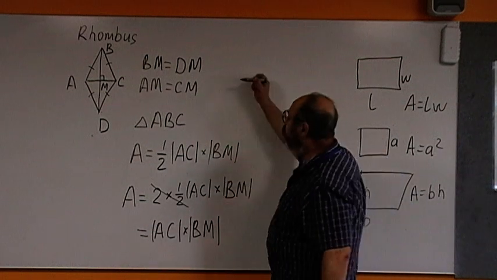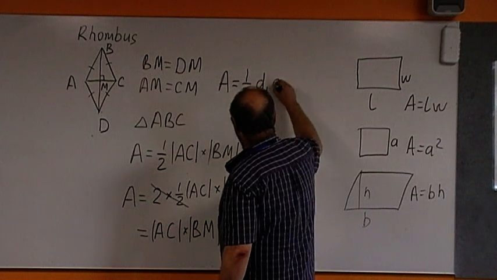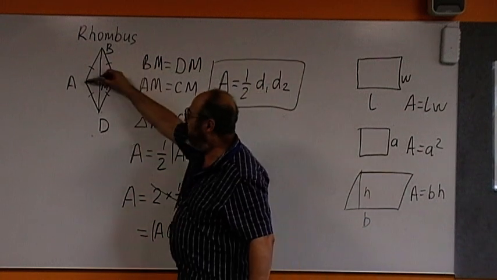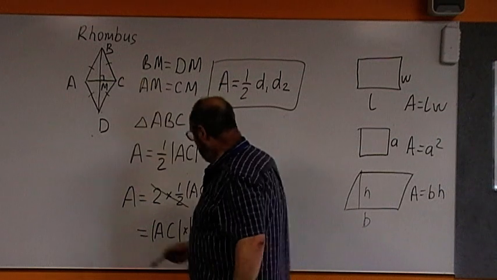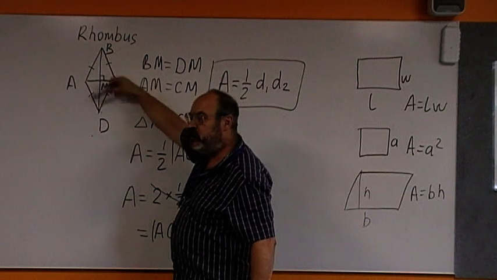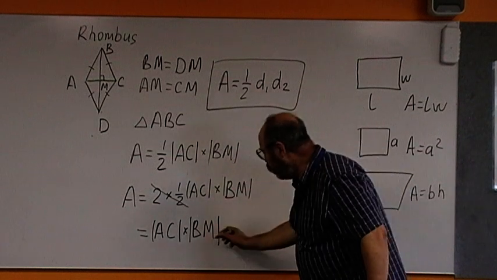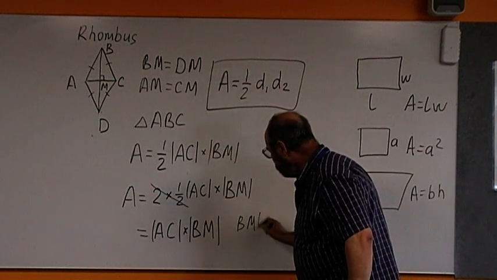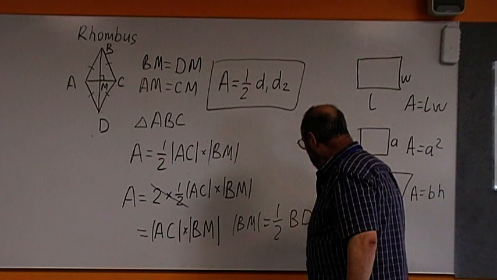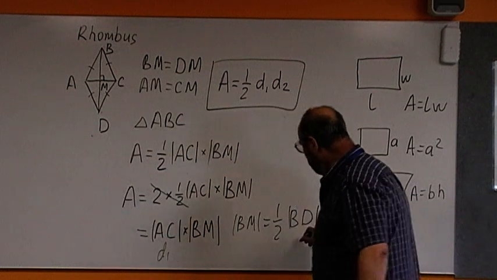So, we derived the formula that the area of the rhombus equals 1/2 diagonal 1 times diagonal 2. AC is diagonal 1, and BM is half of BD, half of this diagonal. Why is it half? Because BM equals 1/2 of BD, which is diagonal. So AC is one diagonal, diagonal 1, and BD is diagonal 2.